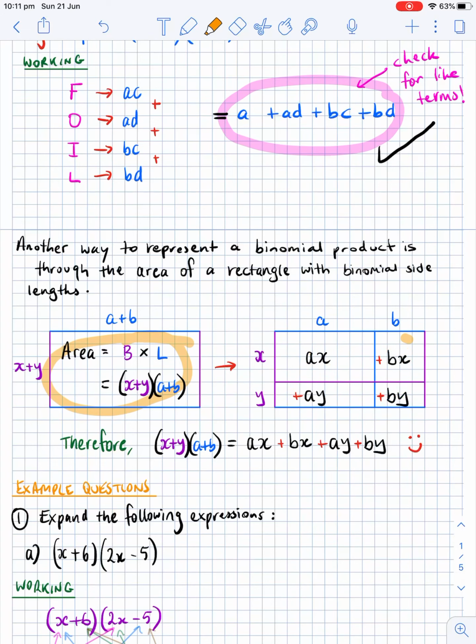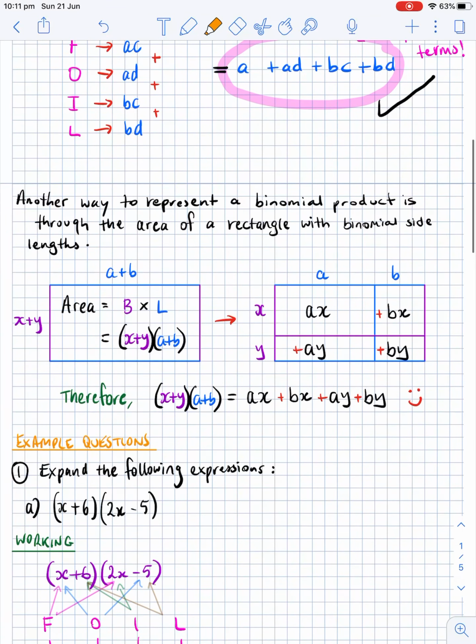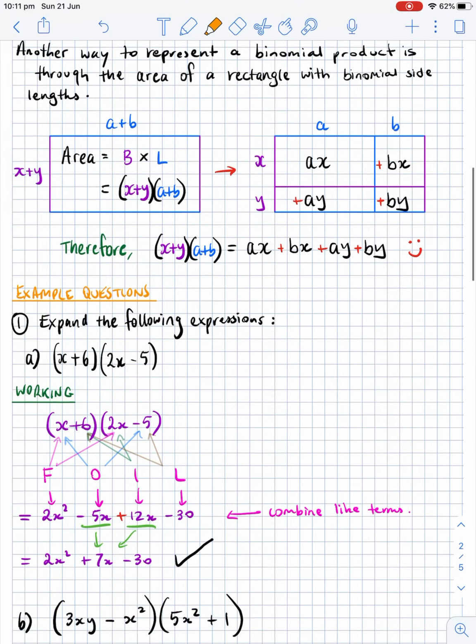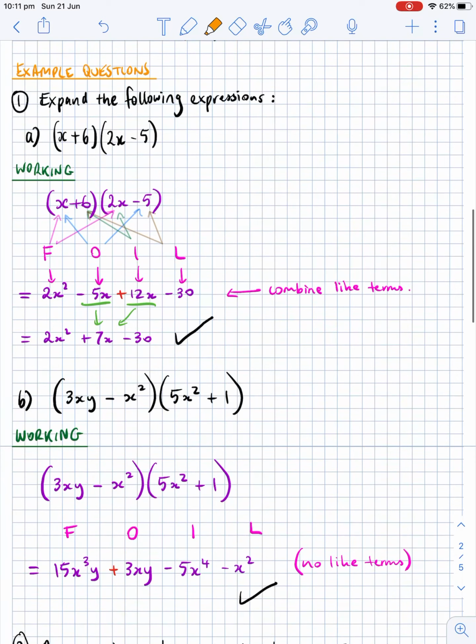So it's pretty much showing you that's how FOIL works. It just finds these 4 parts and adds them all together to find an expression for this. So therefore, that is equal to that, which is the case. So let's do some example questions with this.